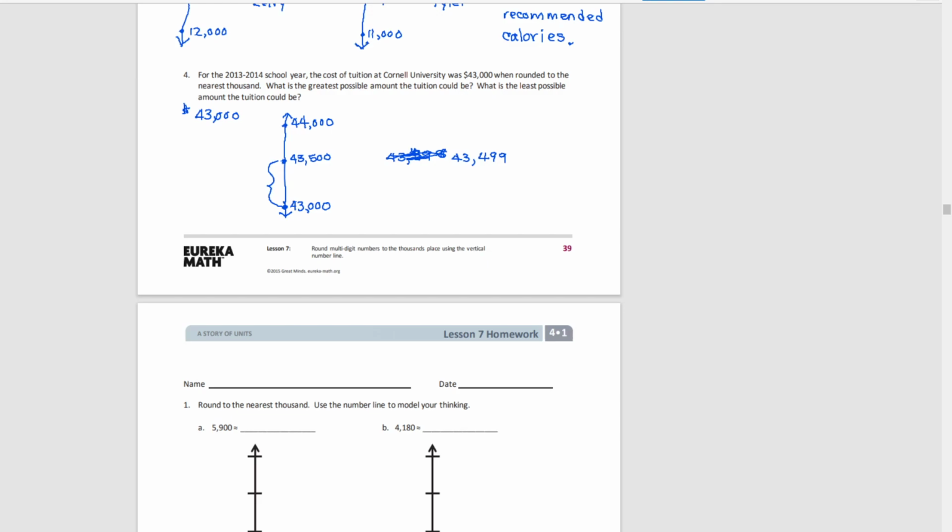The least it could be would be $43,001. Less than that, it would round down. So this would be the greatest, and this would be the least. And that concludes lesson 7.